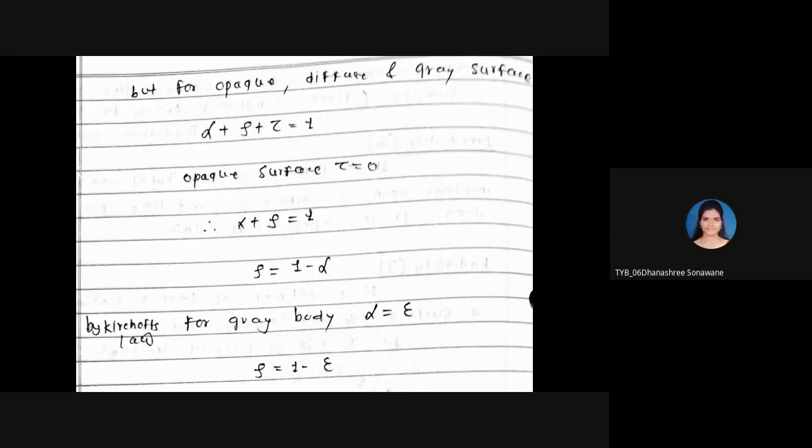Capital J minus epsilon EB divided by 1 minus epsilon. Okay, correct. So this is the value of capital G. Capital G is nothing but irradiation, and that value is J minus epsilon into EB divided by 1 minus epsilon. Next slide. So from equation 2, we have put instead of rho the value 1 minus epsilon. So by putting that value, we get the value of capital G.